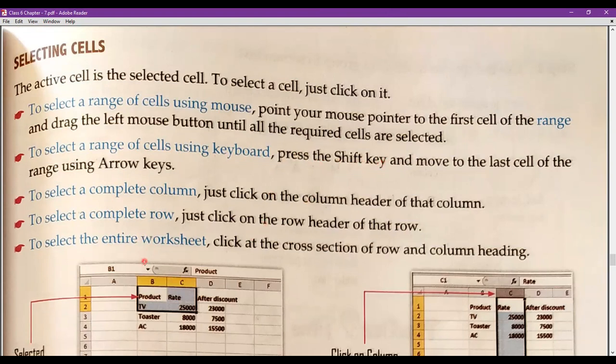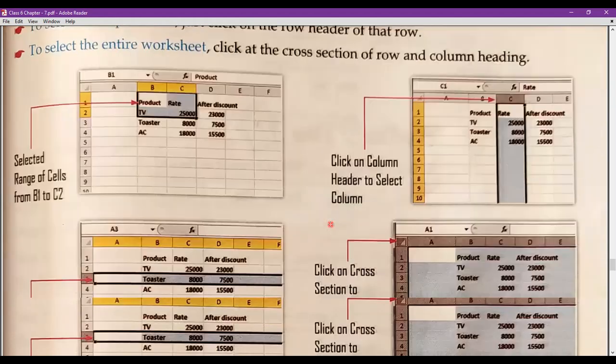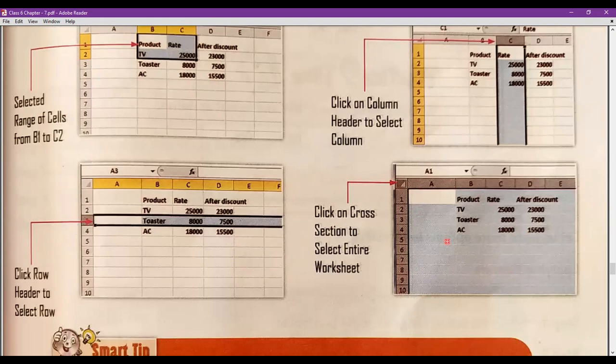Now, to select a complete column, you just need to click on the column name, the column header. That's it. The entire column will be selected. And to select a complete row, you have to click the row header only. Then the entire row will be selected. Suppose you want to select the entire worksheet, including all the rows and all the columns. So you have to click here, and the entire worksheet will be selected as shown in the screenshot also.